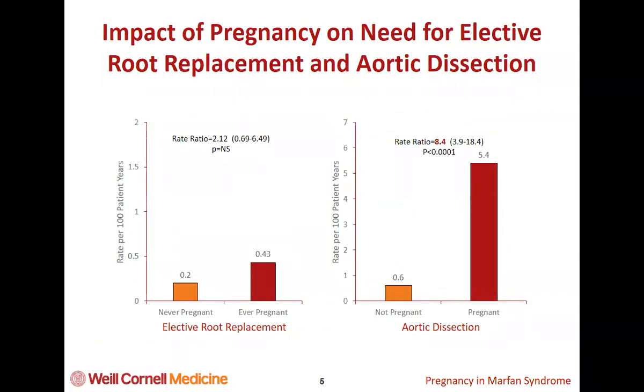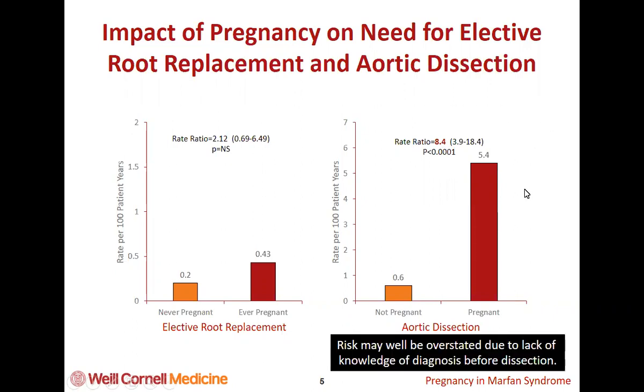These 2 bar graphs look at the lifetime impact of pregnancy on rates of aortic root replacement on the left and occurrence of aortic dissection on the right. As you can see, there was no significant difference in the rate of elective root replacement based on pregnancy status, whereas the rate ratio for dissection was 8.4. And this figure clearly overstates the risk since dissection may have resulted in the diagnosis.